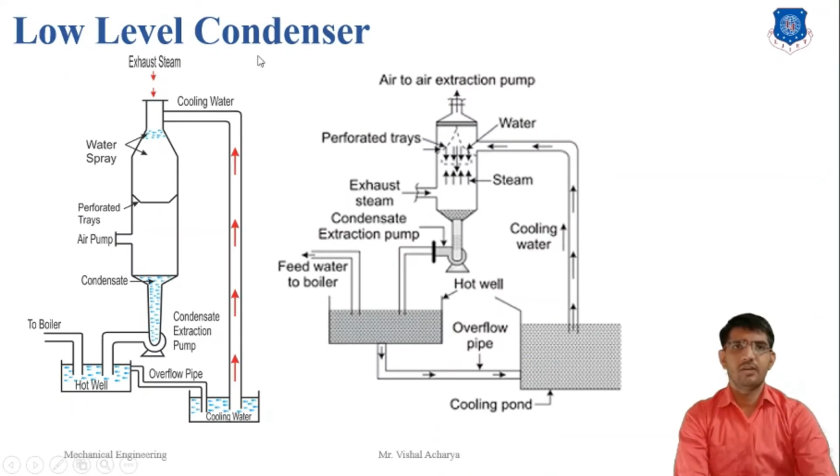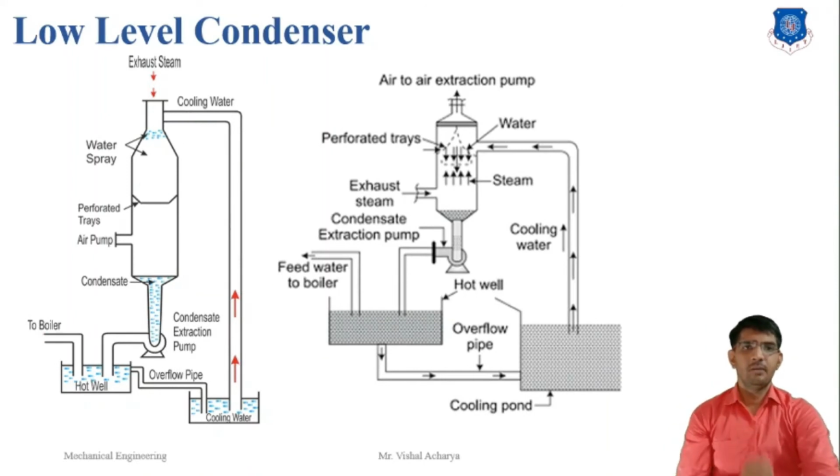Next is the low level jet condenser. The first figure is for the parallel flow and the second figure is for the counter flow. Here cooling water enters and steam also enters in the same direction, which means parallel flow. Here the exhaust steam from the condenser enters in one direction and the cooling water in the opposite direction, so it is the counter flow.